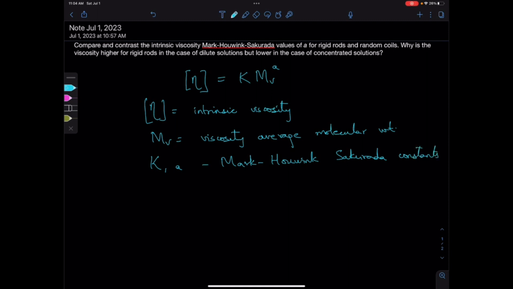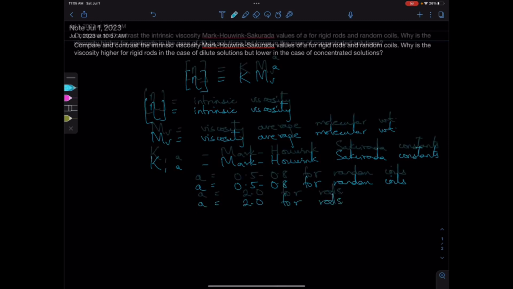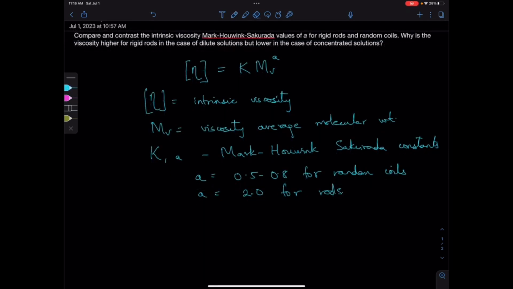Now, A is 0.5 to 0.8 for random coils and the value of A is 2.0 for rods. In dilute solutions, rigid polymers are in the nematic mesophase, and so there is lack of molecular entanglements in this phase, which is why the viscosity is less as compared to the random coils, which are entangled with one another.